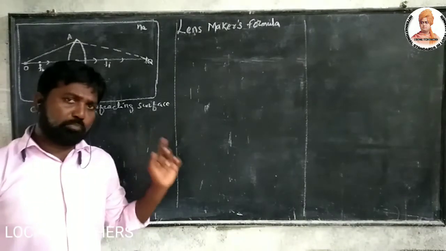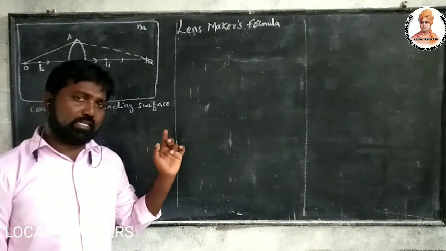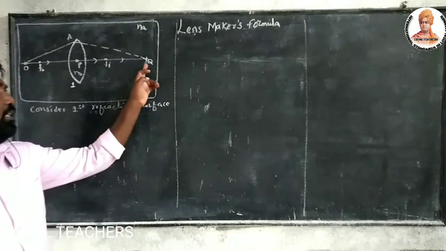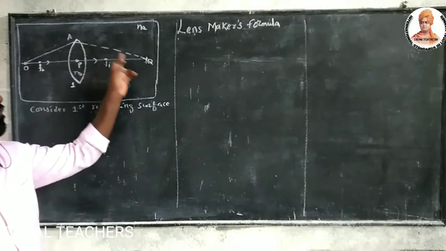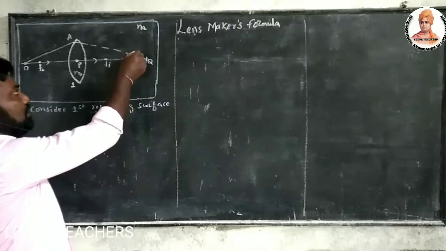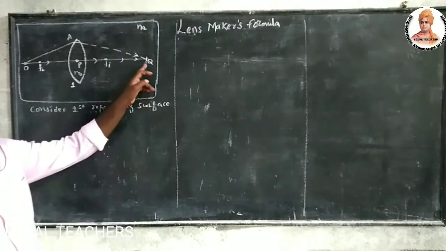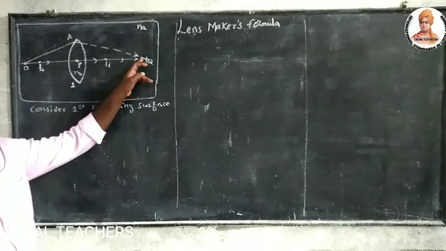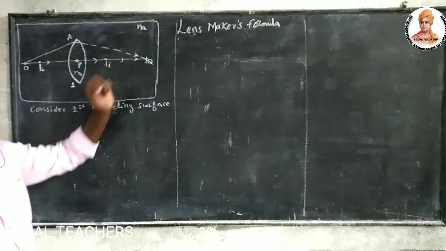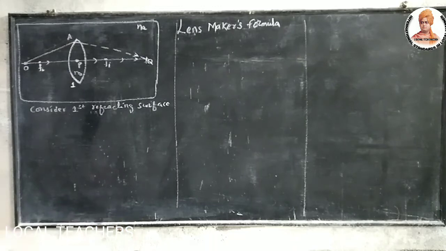It will meet the principal axis at a point that I consider Q. At this point it will form an image, because this is a refracted ray and this principal axis is also a ray, so the intersection takes place here. So it will form an image.